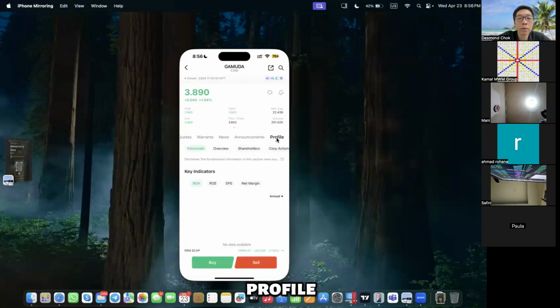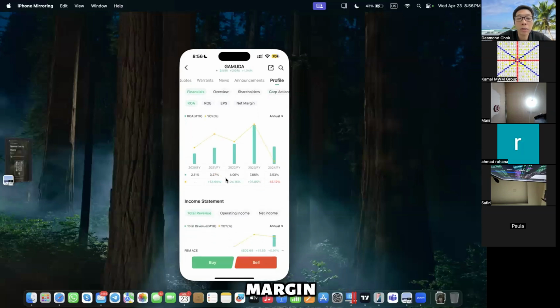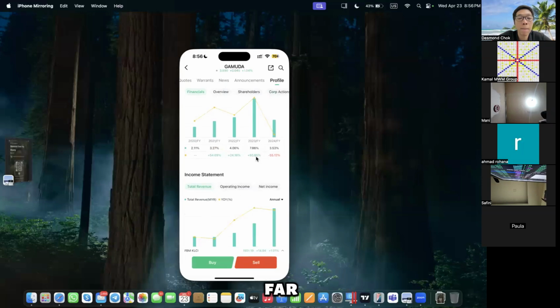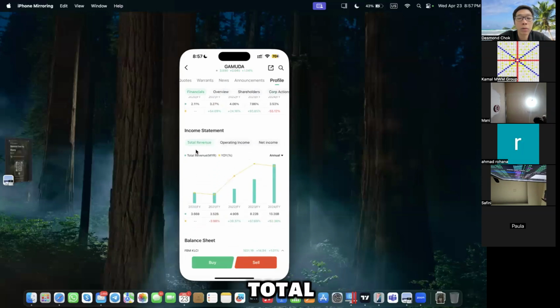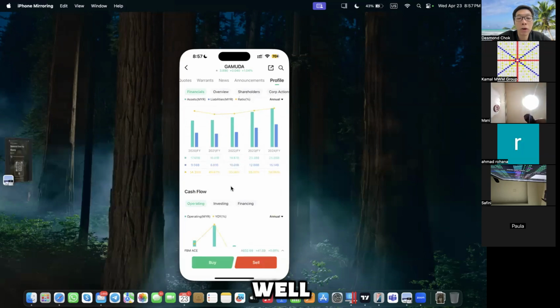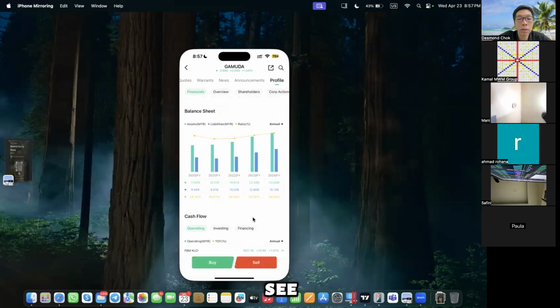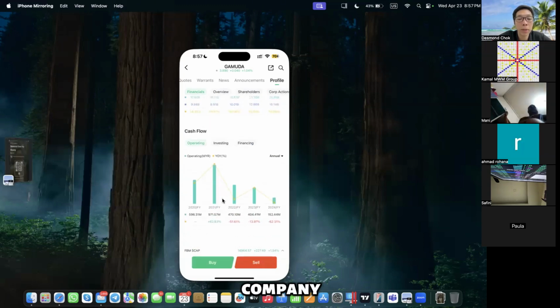Okay, then profile. So for profile, more on the fundamentals of this Gamuda. This one is financial. So you can see the ROA, ROE, EPS, net margin, all this. So the performance so far. Okay, the income statement, total revenue, how it is going throughout the quarter. This one is operating income, net income. Okay, then the balance sheet. Those quite well versed in the accounting or financials can see this one quite okay lah. So this one is the cash flow of the company.